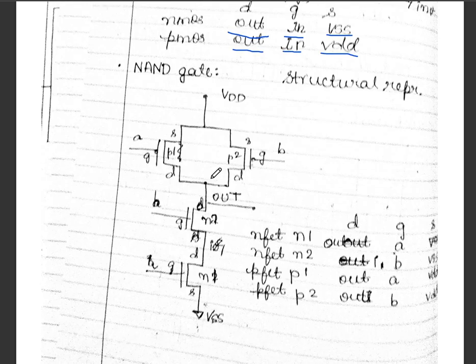Similarly, for the NAND gate, you have to represent it in the form of a CMOS circuit, and then you have to follow the naming convention.